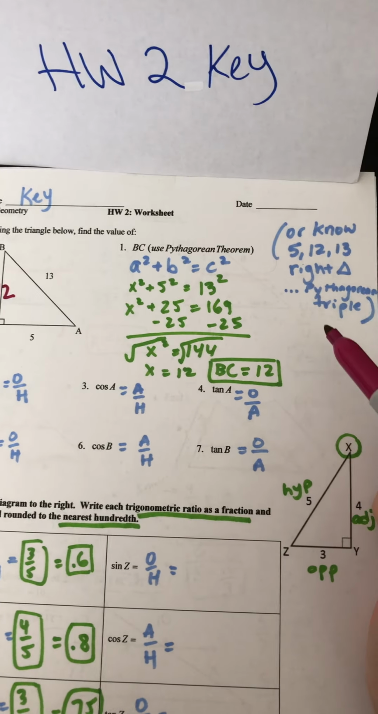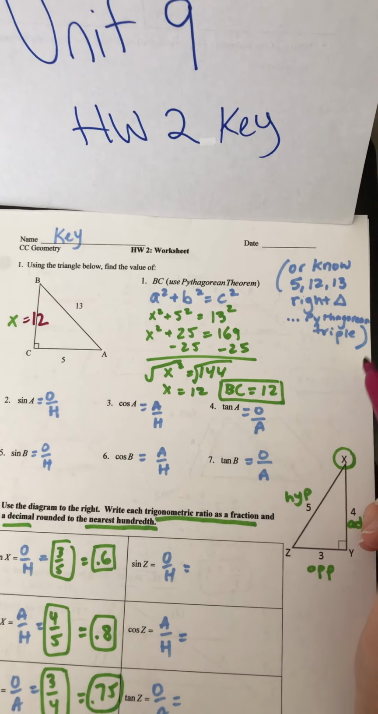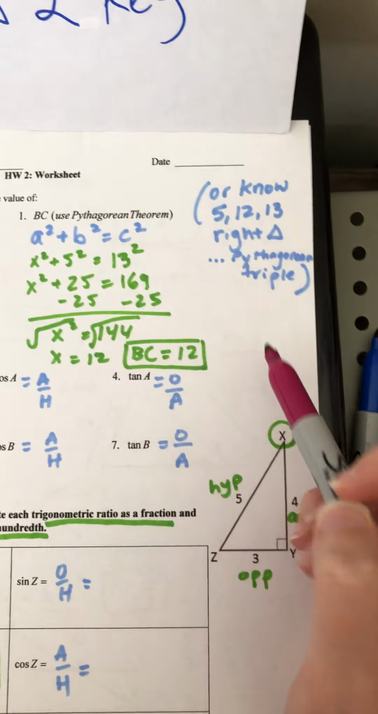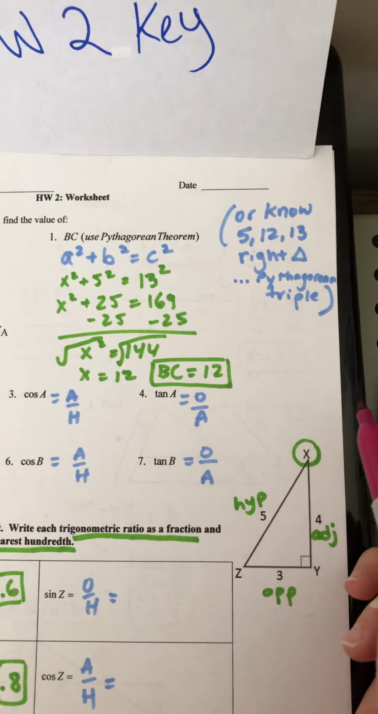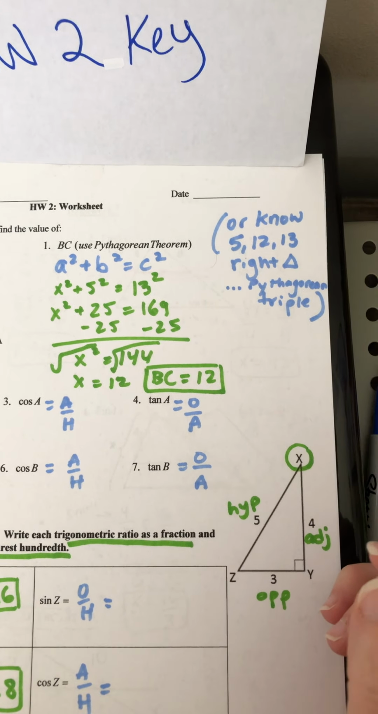Now, it actually turns out that you might know that 5, 12, 13 is a special combination. It's known as a Pythagorean triple. Just like 3, 4, 5 always goes together for the Pythagorean theorem and right triangles. So 3, 4, 5 is also a Pythagorean triple.